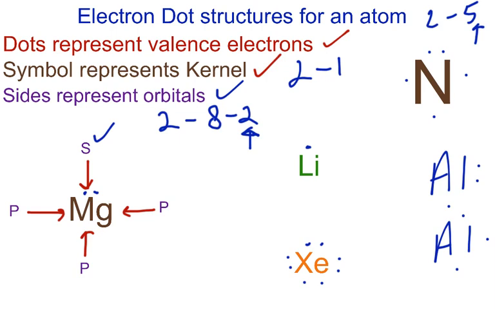As always, hard work plus sacrifice equals success. Remember, know your definition of valence electrons, know your definition of kernels. The dots represent the valence electrons, and you should be fine with it.